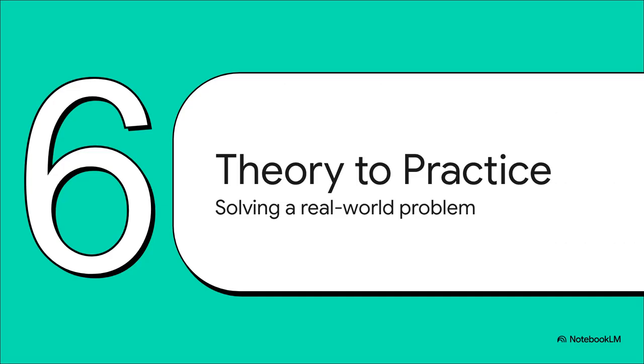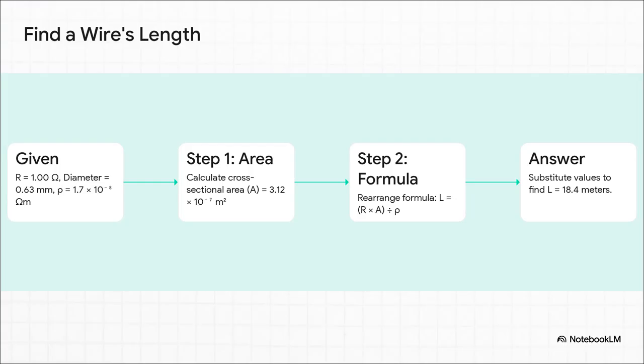All right, that's a lot of theory. It's time to see how this stuff is actually used to solve real problems. Let's just walk through this one. The goal is to figure out the length of a copper wire. We're given its diameter, its total resistance, and the known resistivity for copper. So, step 1, we calculate the cross-sectional area using the diameter. Step 2, we take our resistivity formula and just rearrange it to solve for length. And finally, we plug in our numbers, do the math, and we find out our wire has to be 18.4 meters long. It's a perfect example of how it all connects.